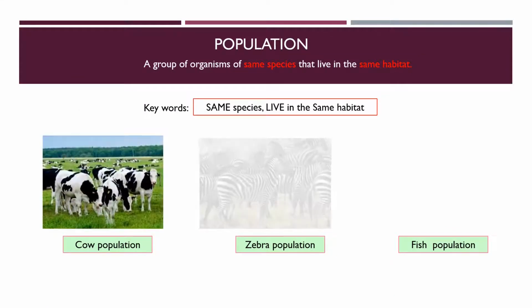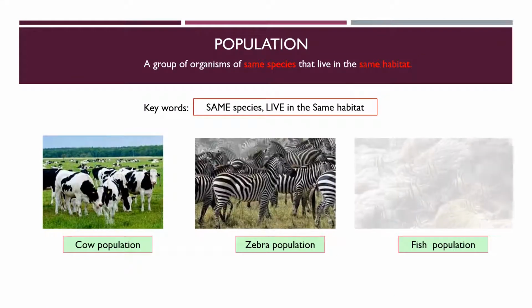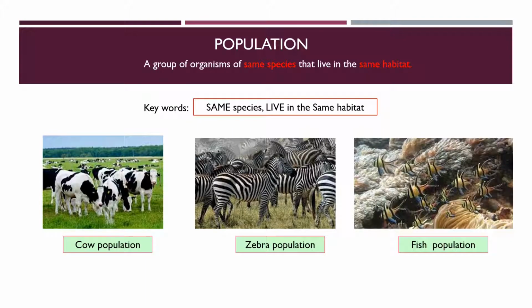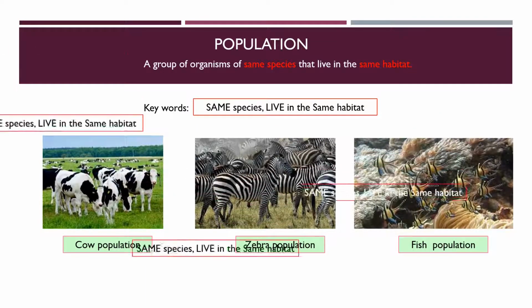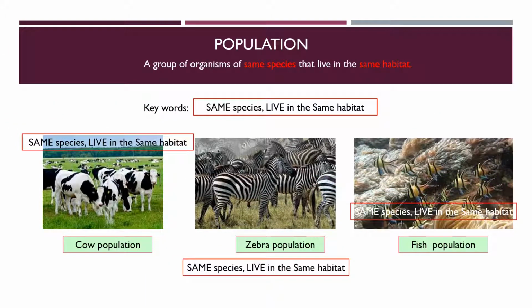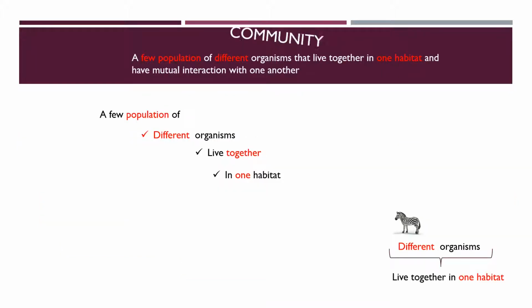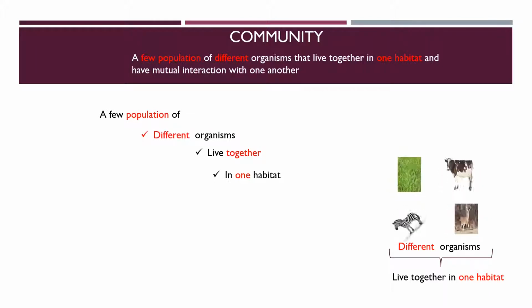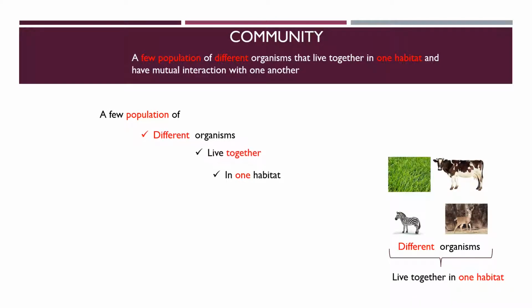Population is a group of organisms with the same species. Same species live together in the same habitat. Community is a few populations of different organisms that live together in one habitat.